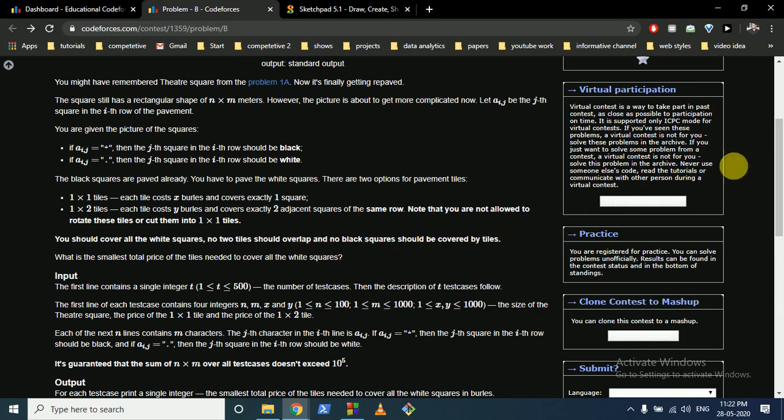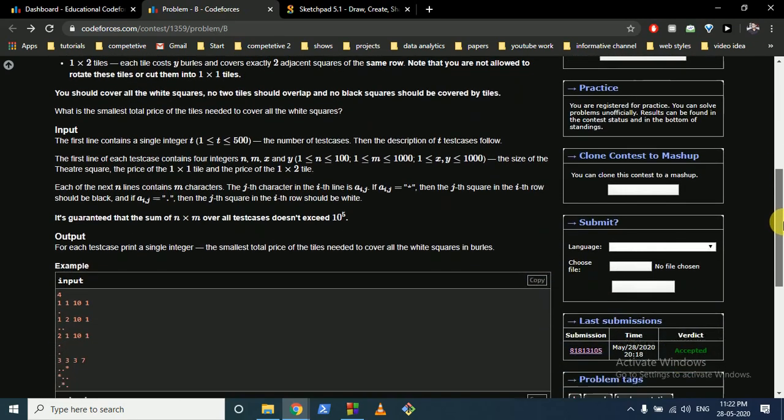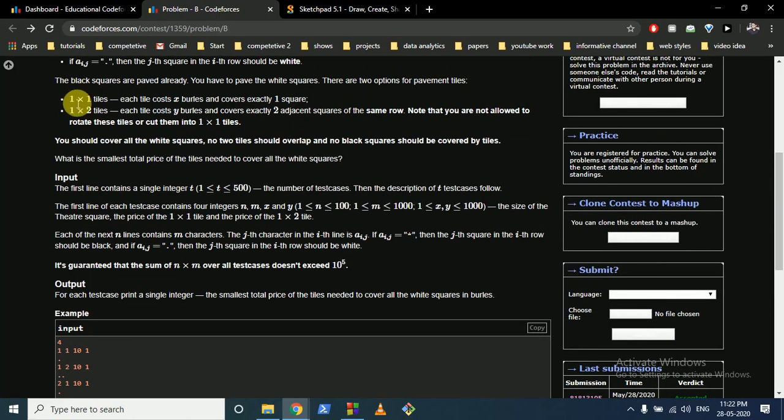After all these constraints, this question seems pretty easy, in which you are given to fill only the white squares. If there is only one white spot, you have no other option but to fill it with the 1x1 tile.